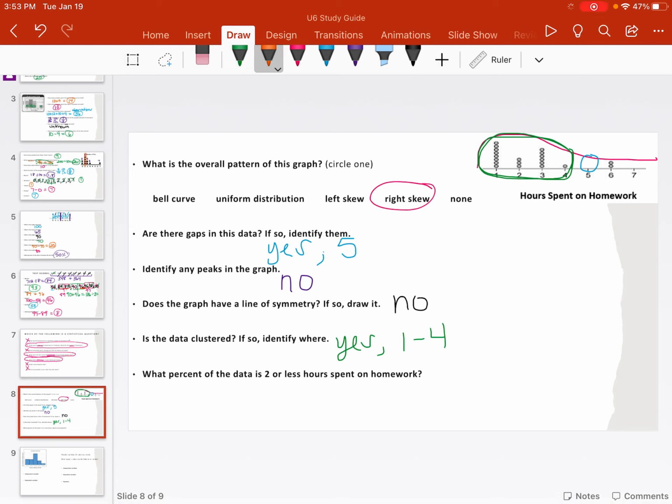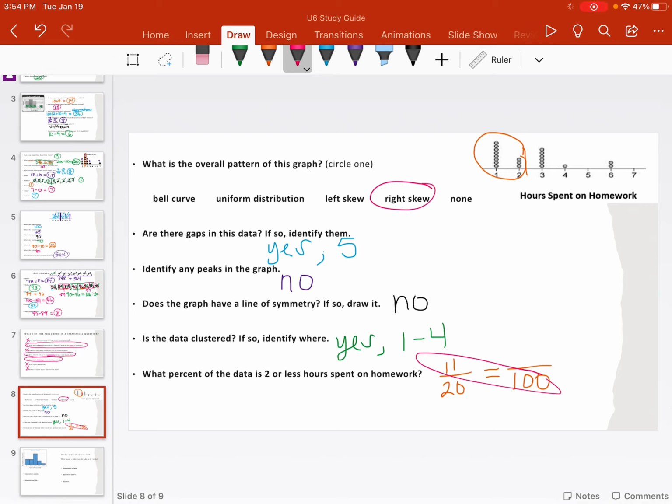What percent of the data is 2 or less hours spent on homework? 2 or less. Okay, so here's 2 or less. So I'm talking about these. That's 1, 2, 3, 4, 5, 6, 7, 8, 9, 10, 11 dots out of 11, 12, 13, 14, 15, 16, 17, 18, 19, 20 out of 20. Change it to a percent means out of 100. Cross multiply 11 times 100, which gives me 1,100 divided by 20, which gives me 55%.